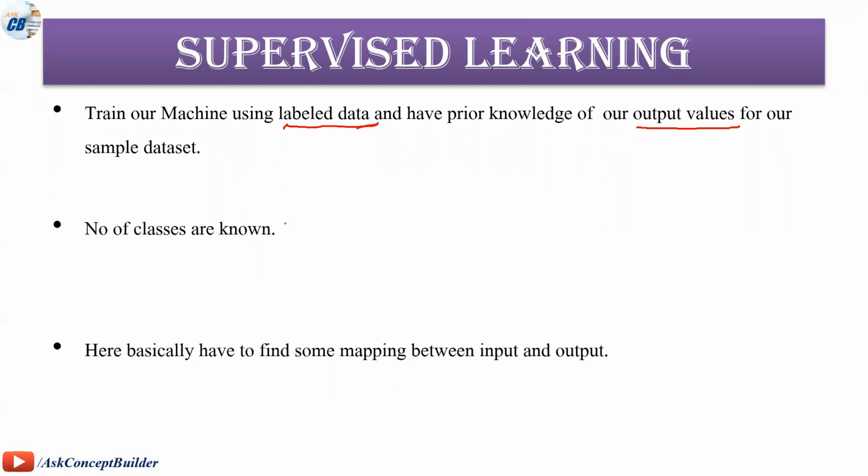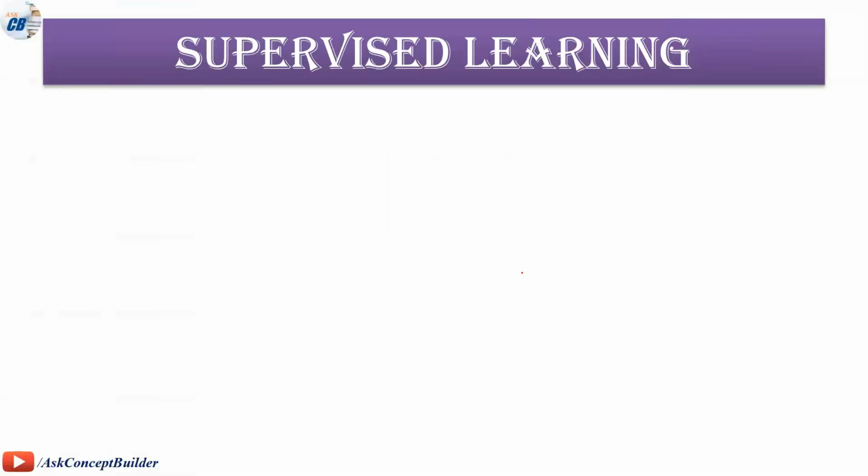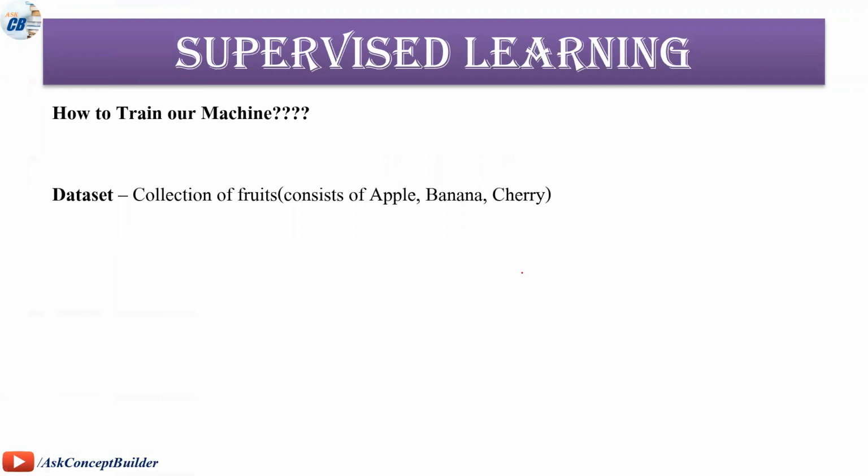And basically we have to find some mapping between our input and output function in supervised learning. All this we will discuss in detail in our further videos, these mapping functions and all that will come in this learning. First, here what we will see is how to train our machine. I will take this with a simple example. With the example you will learn all the small things.